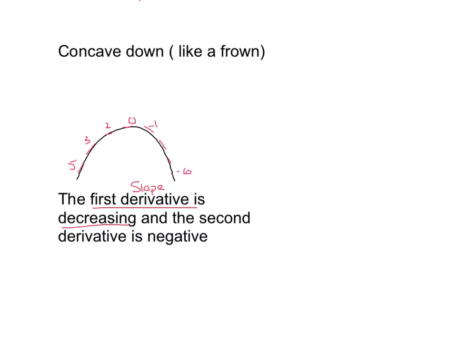All right, so you can see that I started positive, but I got smaller. So the first derivative is decreasing, and the second derivative then is negative. And so you could put maybe some negative eyes there, make it look really frowning. So concave down is like a frown to help you remember that one.